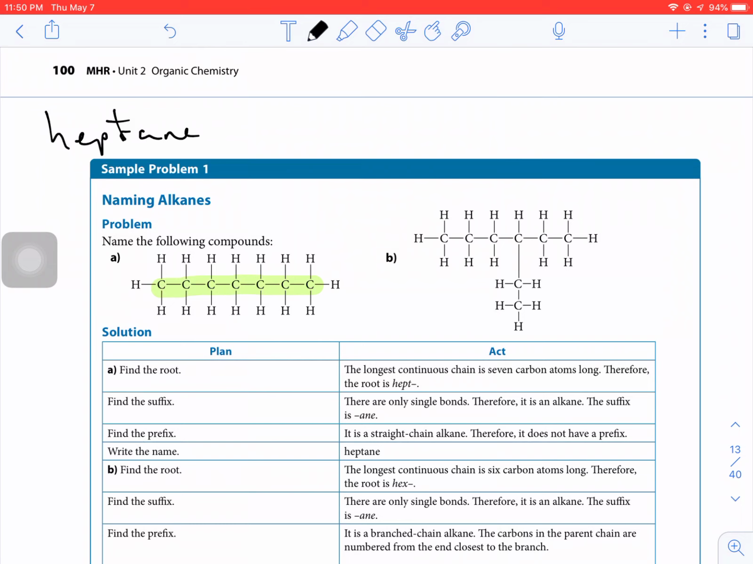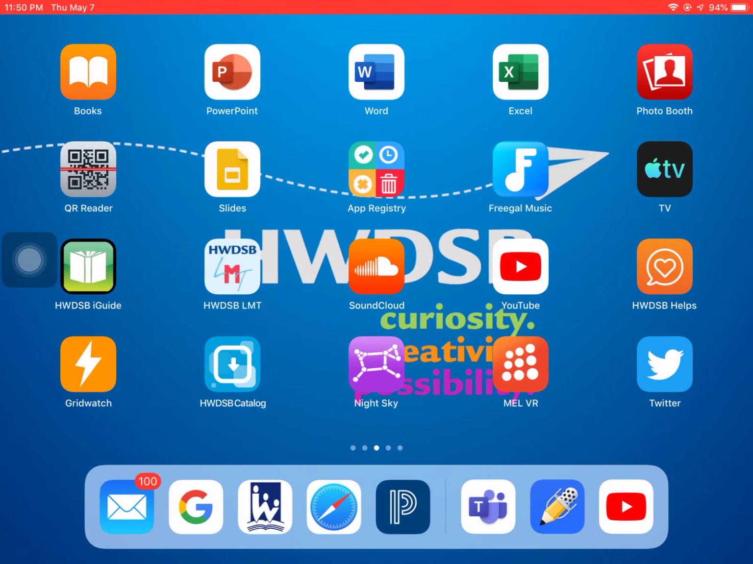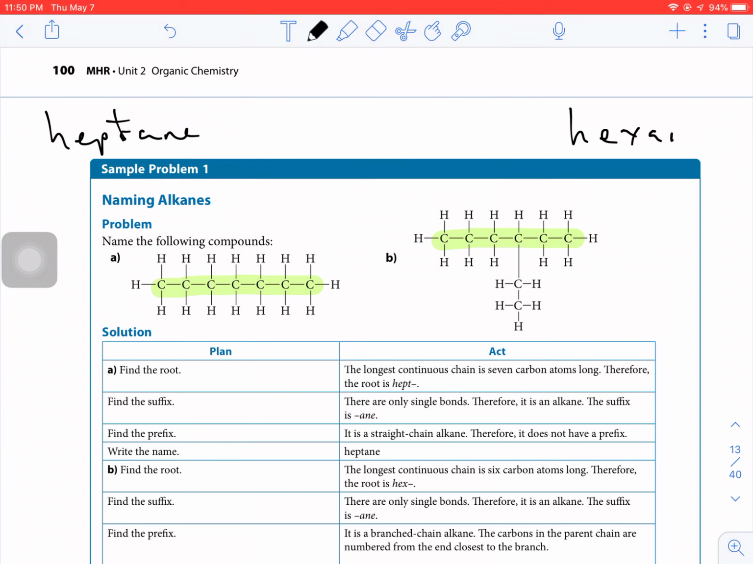If I look at the one on the right for B, I'm looking for my longest chain. So my longest chain is 1, 2, 3, 4, 5, 6. 6 carbons long, which is hexane. So I've named that part so far with the 6 carbons. Now I need to add this group here, which is 2 carbons long. Right, it's 2 carbons. 2 is ethyl, so it's going to be an ethyl hexane.